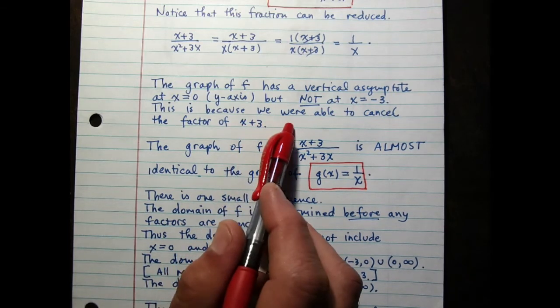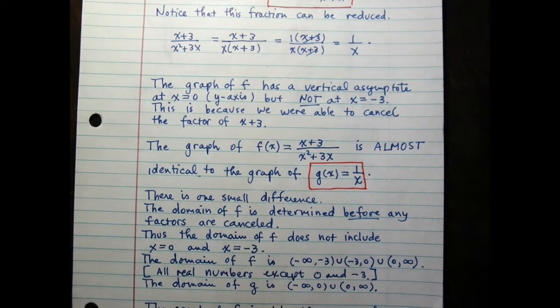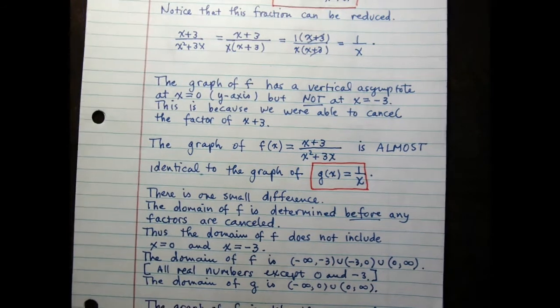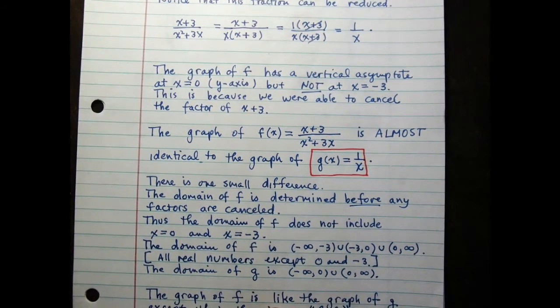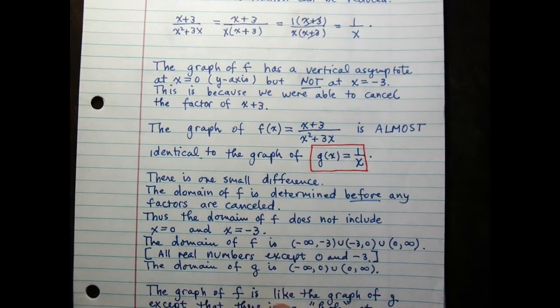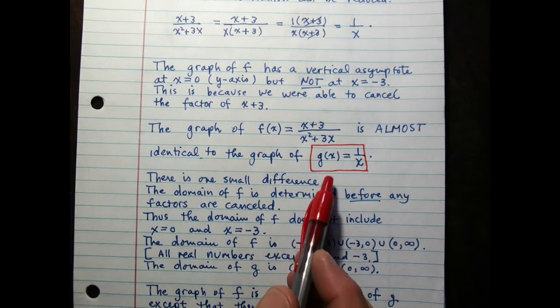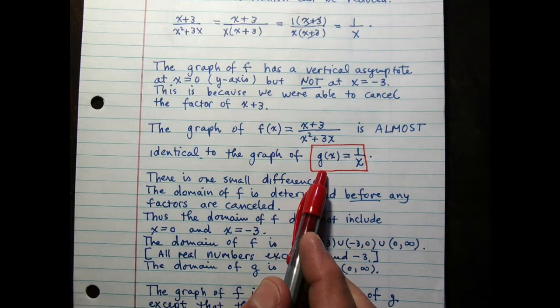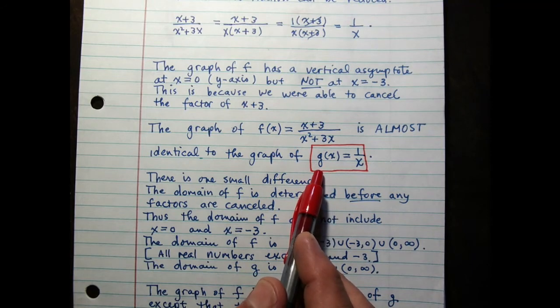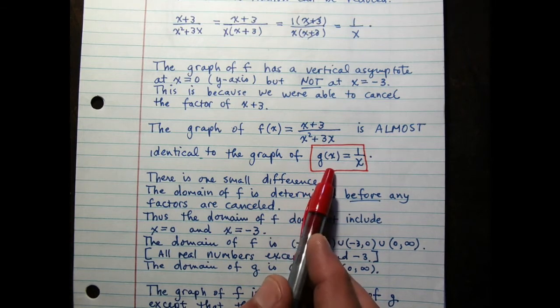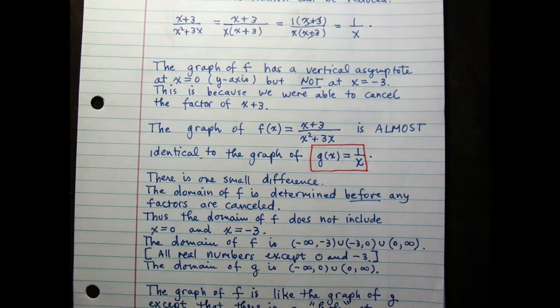So again, this is because we were able to cancel the factor of x plus 3. So the graph of f is almost identical to the graph of g of x here that I call 1 over x. I'm just using the letter g, so I don't use the same letter for two different functions in this video. So this is just y equals 1 over x that we're very familiar with. So there's one small difference.